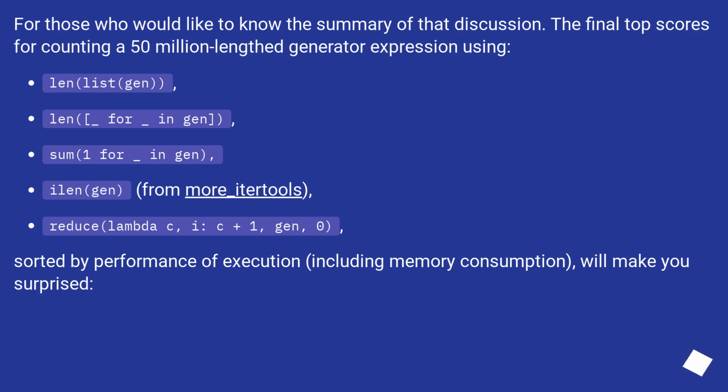For those who would like to know the summary of that discussion, the final top scores for counting a 50 million length generator expression using len(list(gen)), len(_ for _ in gen), sum(1 for _ in gen), ilen(gen) from more_itertools, reduce(lambda c, i: c + 1, gen, 0), sorted by performance of execution, including memory consumption, will make you surprised.